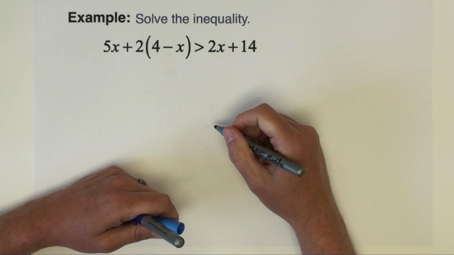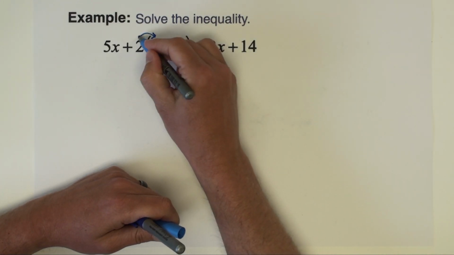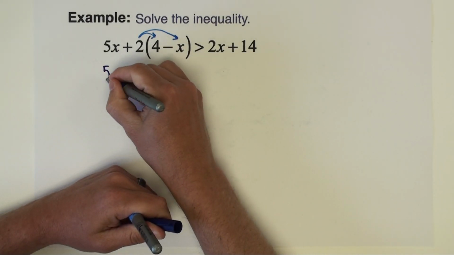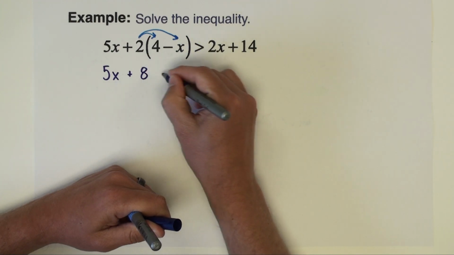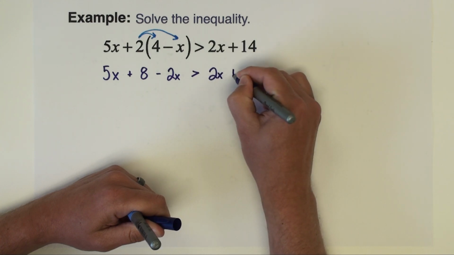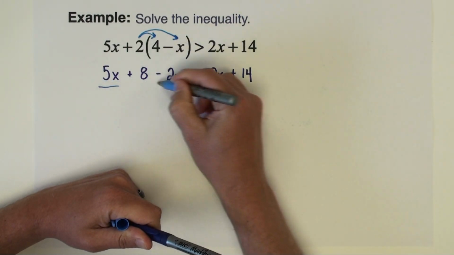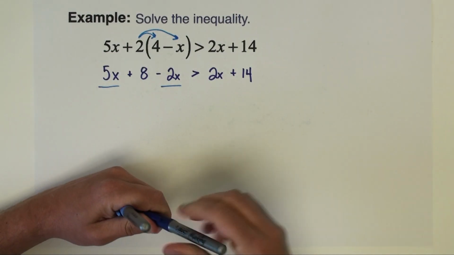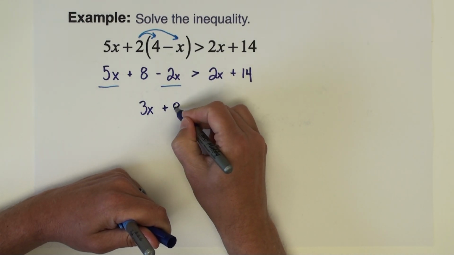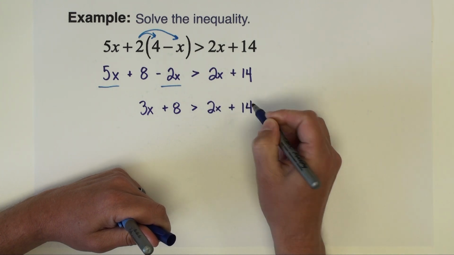Okay, our next example problem is up. I'm going to begin this example by distributing the 2 inside the parentheses here. So if we do that, we get 5x plus 8 minus 2x is greater than 2x plus 14. I'm going to put my x's together on the left-hand side first. So 5x minus 2x is 3x. So we have 3x plus 8 is greater than 2x plus 14.